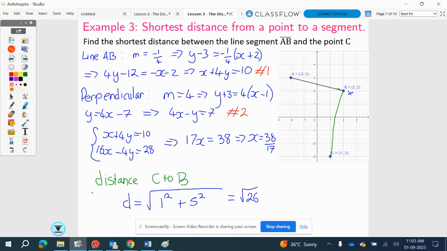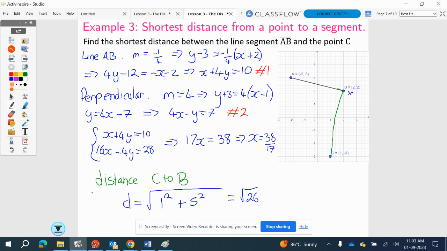This is bigger than 2. We see that this is bigger than 2 because 2 times 17 is 34, so 34 over 17 is 2. Any number on the numerator bigger than 34 is bigger than 2, and we spot it like that. So there's no need to find the y.